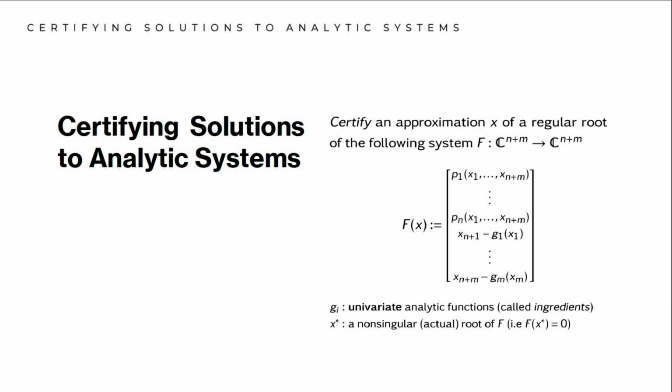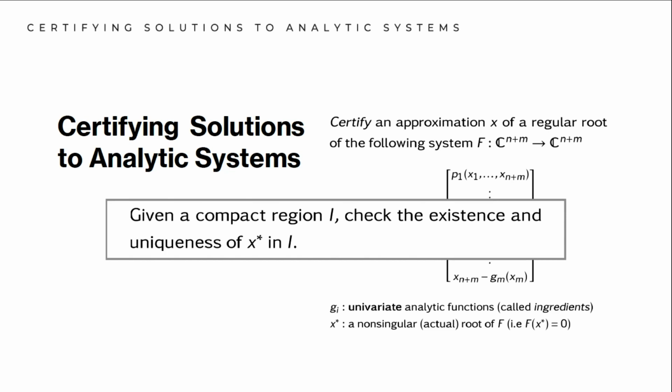For further notation, we have x star, which denotes the actual root of the capital F. With this notation, when we have some compact region capital I, we want to check the existence and uniqueness of the x star inside our region I. This is what we want to do. So the regular root, what's the meaning of this? A regular root means that the multiplicity is 1, just a simple root.